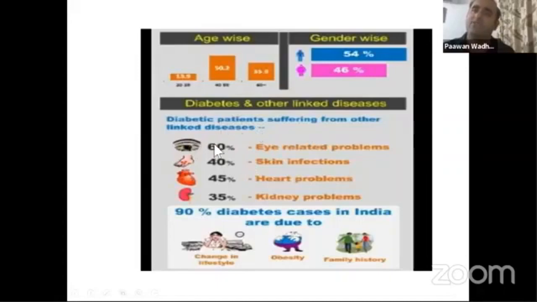And all these diabetic patients suffer. 60% of the diabetics have eye problems, 40% have skin infections, 45% have heart problems, and 35% have kidney problems. 90% of the diabetes cases in India are due to changes in lifestyle and obesity, and family history, though I don't agree with this. Mainly because of change in lifestyle and obesity, these are the two causes of diabetes.